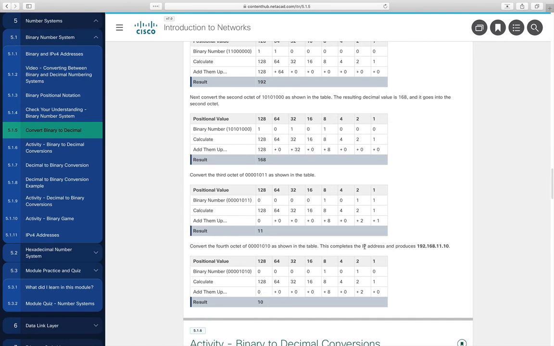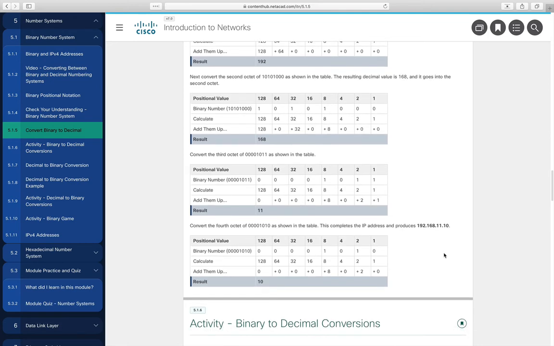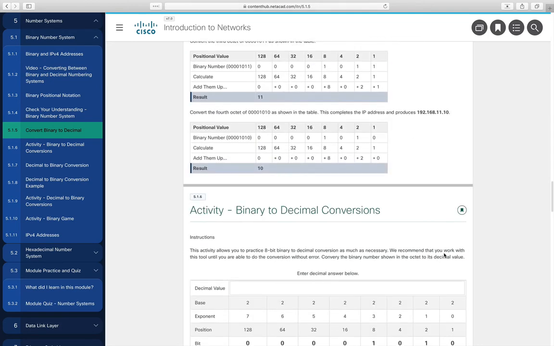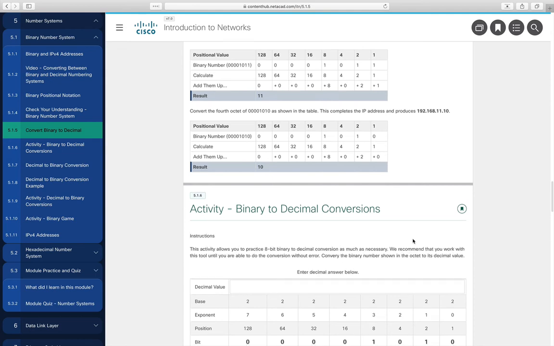It's kind of weird that they put this part up here, but after calculating the 10, in decimal dotted notation, the IP address of that 32-bit number we started with would be 192.168.11.10.